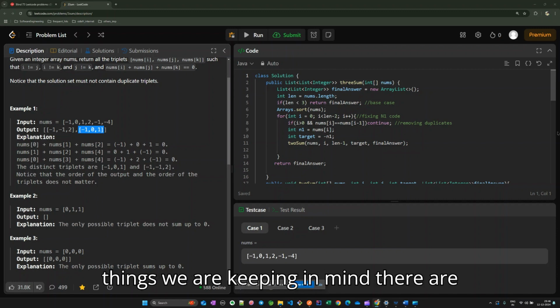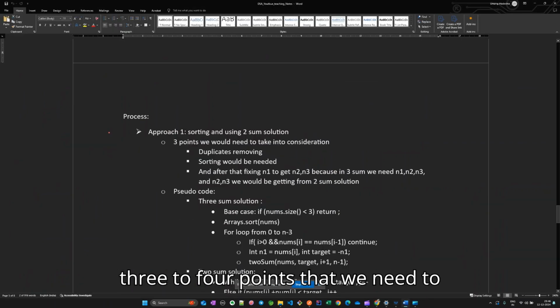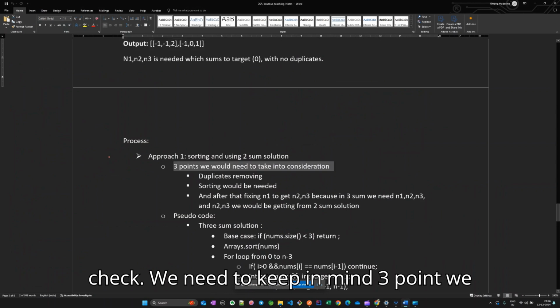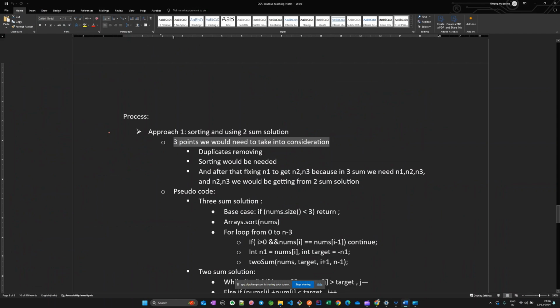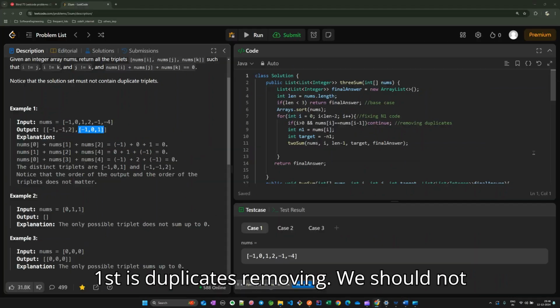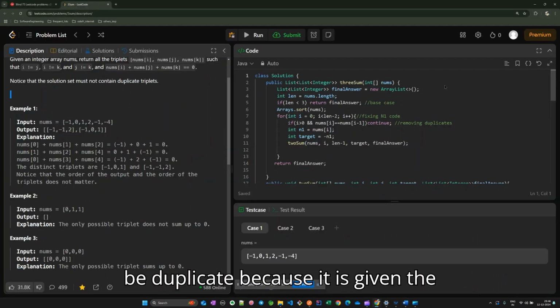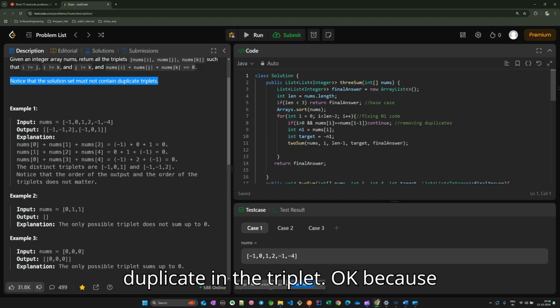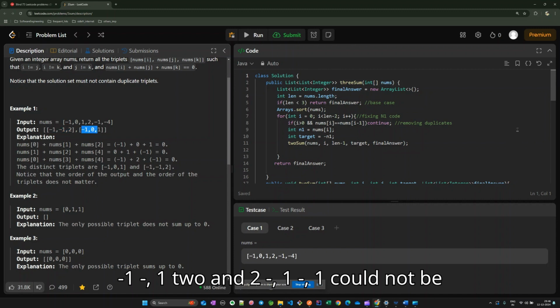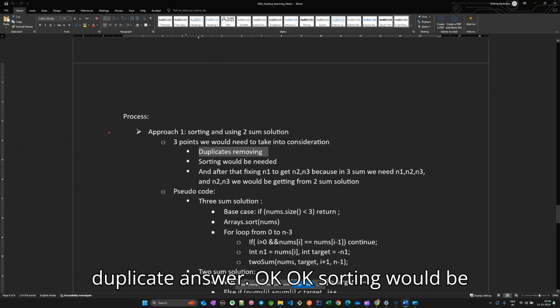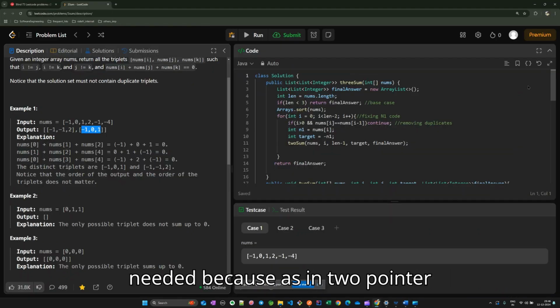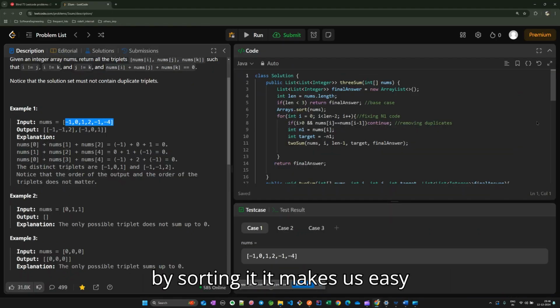What things are we keeping in mind? There are three points that we need to take into consideration. First is removing duplicates. We should not have a duplicate in the triplet, because minus one, two, and two, minus one could not be the answer, as it would be a duplicate answer. Second, sorting would be needed, because as in two pointer, sorting makes comparison easy.